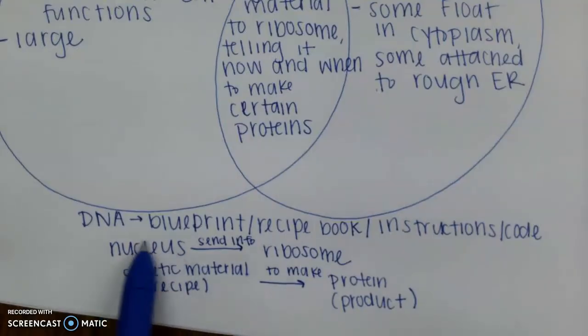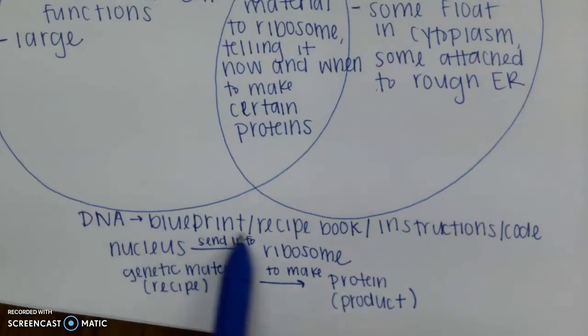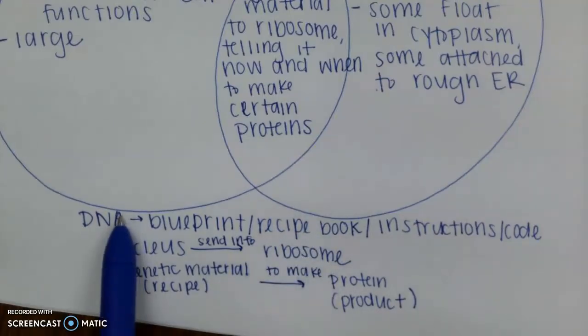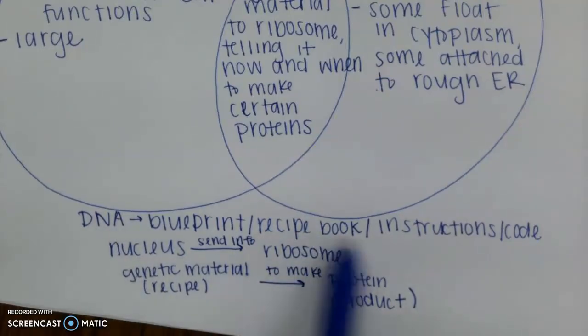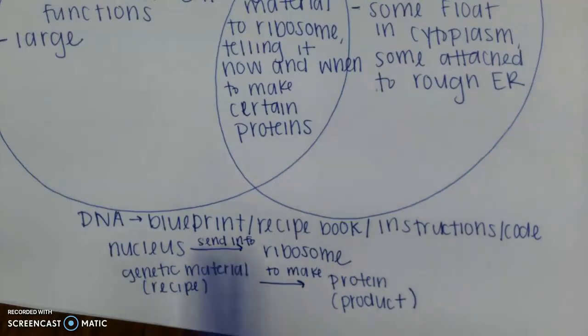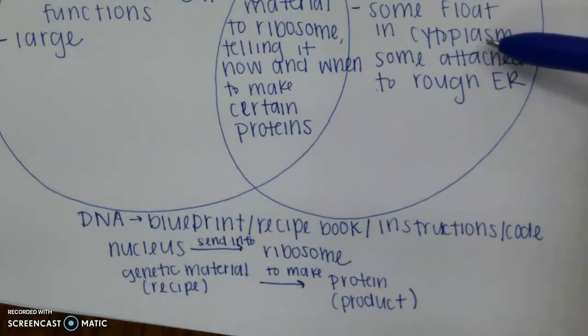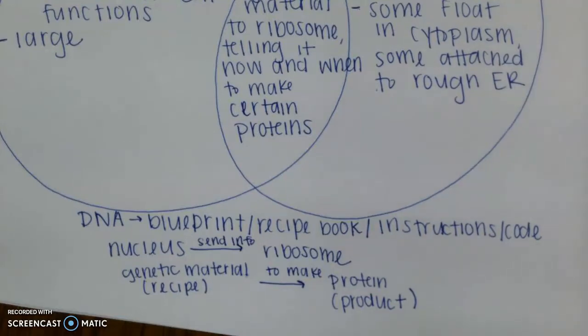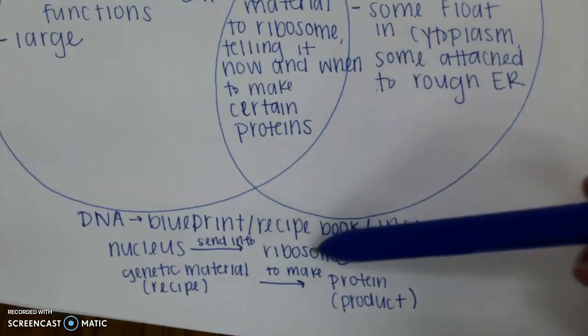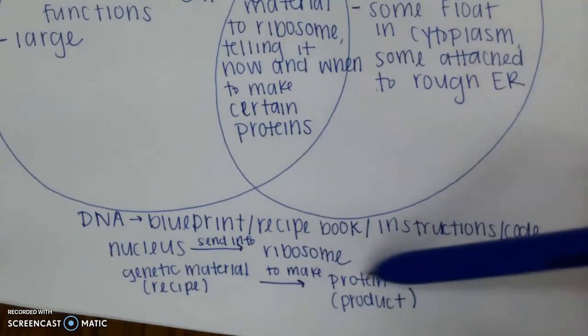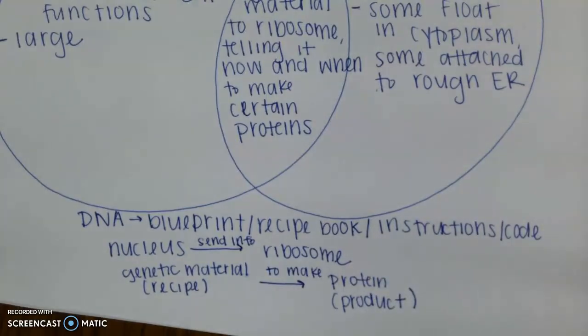The nucleus decides it's time for the specific protein to be made. So I need to make a copy of my recipe book. I need to make a copy of the certain recipe. I'm going to send it out of the nucleus, out into the cytoplasm, and it's going to find a ribosome, either one that's floating in the cytoplasm or one that's attached to the rough ER. That ribosome will then take that recipe and turn it into the final product, the protein.